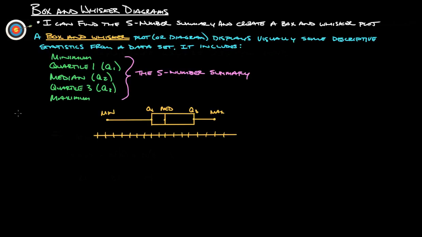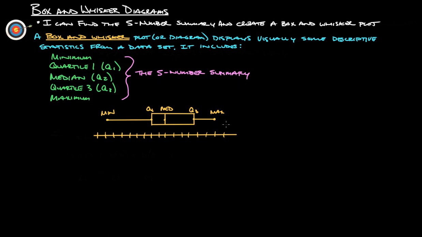I'm going to take you through the notes on box and whisker diagrams. At the end of this, you should be able to say, I can find the 5-number summary and create a box and whisker plot. Okay, so let's talk about what those mean. A box and whisker plot or diagram displays visually some descriptive statistics from a data set. It includes the minimum, quartile 1, the median, quartile 3, and the maximum, and we call this the 5-number summary.